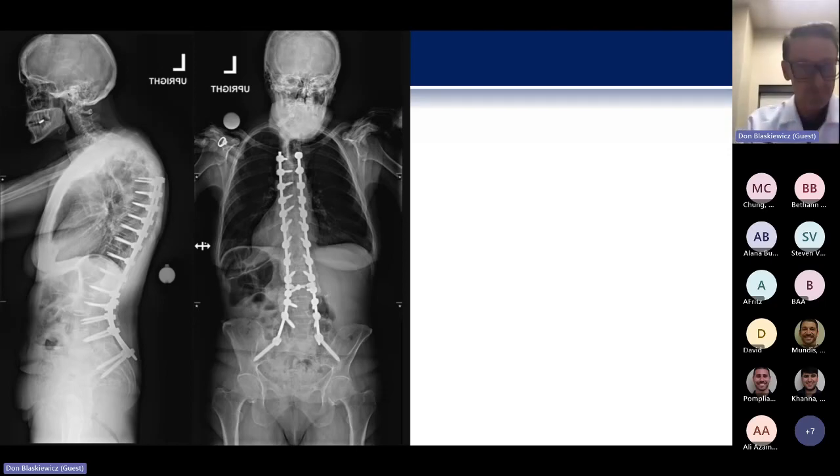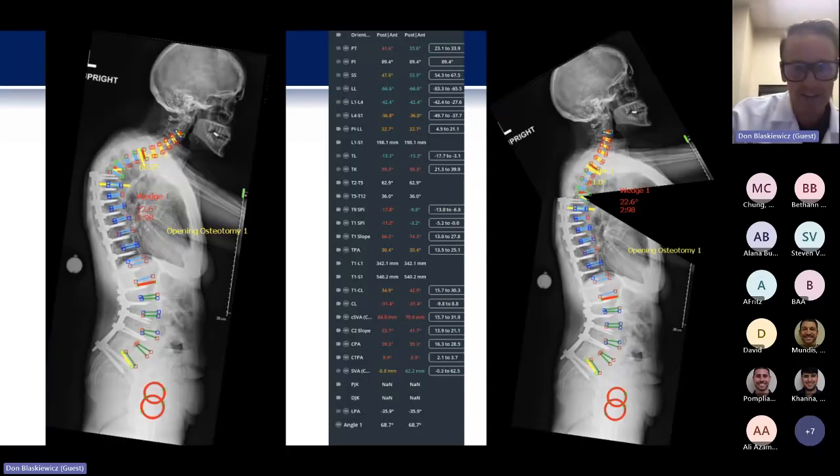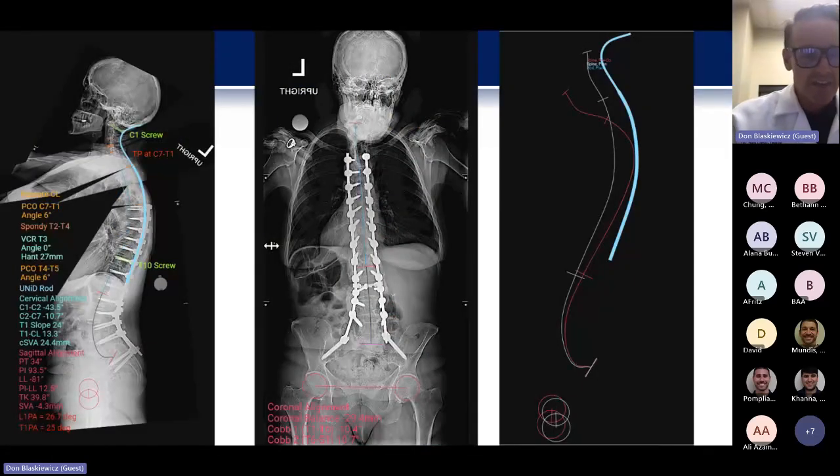So this was a case that I looked at, and I ended up measuring this out, and I felt that she was an appropriate candidate for a T3 VCR. This is my typical routine with planning these cases. Then I put it through the UNiD platform to see what it came up with, and it came up with a transitional rod.